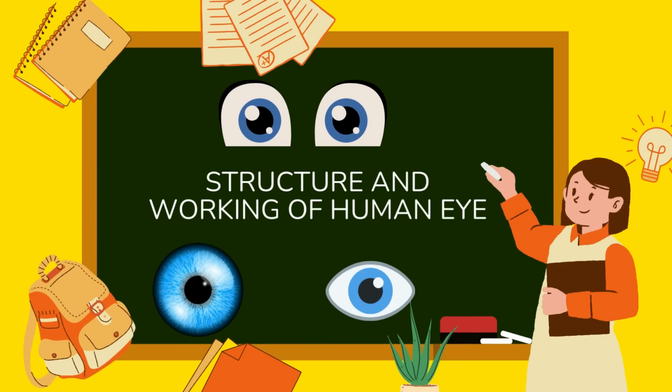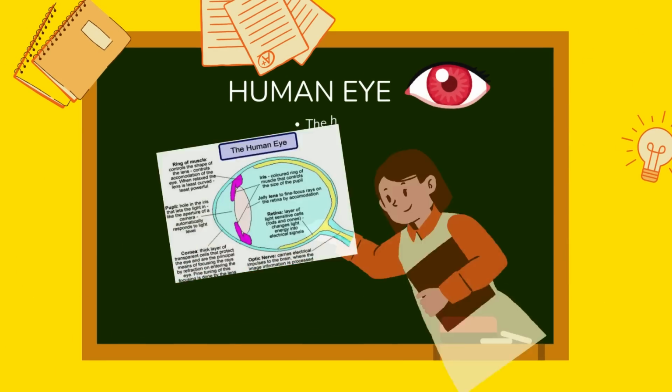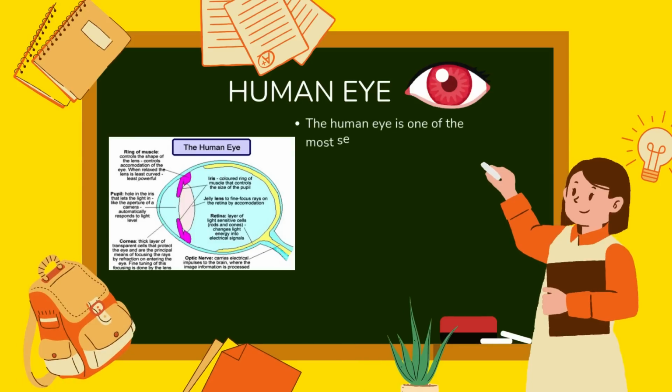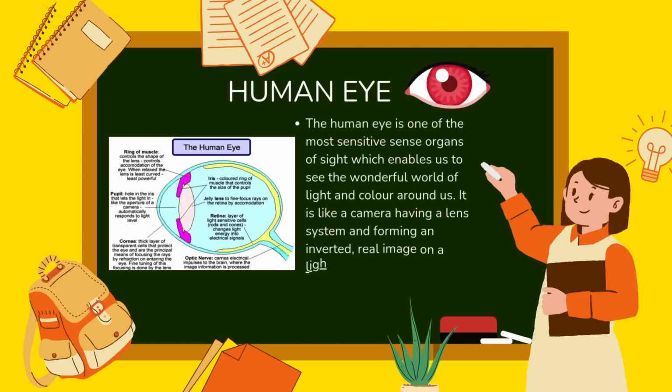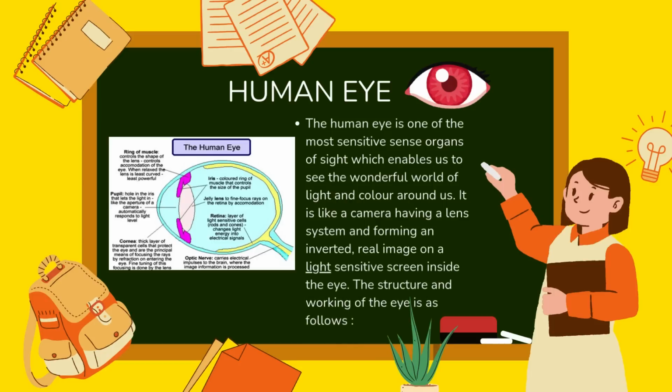Structure and working of the human eye. Definition of the human eye. The human eye is one of the most sensitive sense organs of sight, which enables us to see the wonderful world of light and color around us. It is like a camera having a lens system and forming an inverted, real image on a light-sensitive screen inside the eye. The structure and working of the eye is as follows.